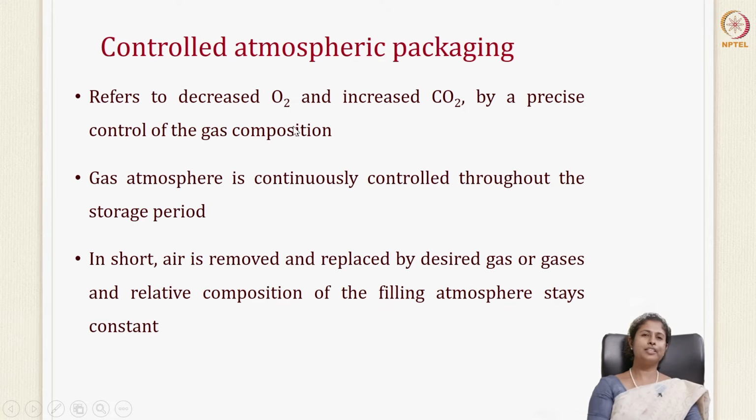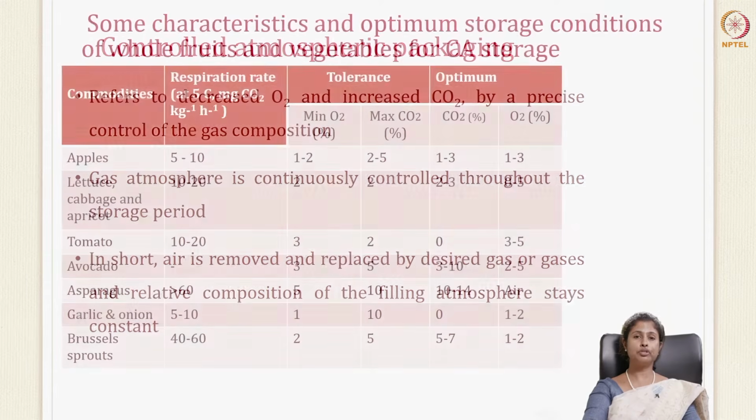We've already learned what is a controlled atmospheric packaging. So this is you change or modify atmosphere inside your package, but in a very controlled manner. The composition is precisely controlled. And usually you decrease the oxygen content and you increase the carbon dioxide content by precise control. Each time the gas composition is precisely controlled throughout the storage period. In short, they remove the air completely and replace it with a desired gas composition, and they control it throughout the storage period.